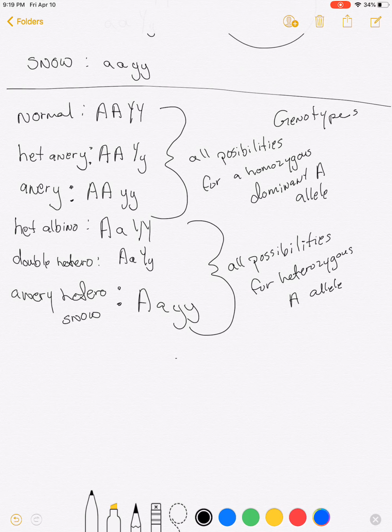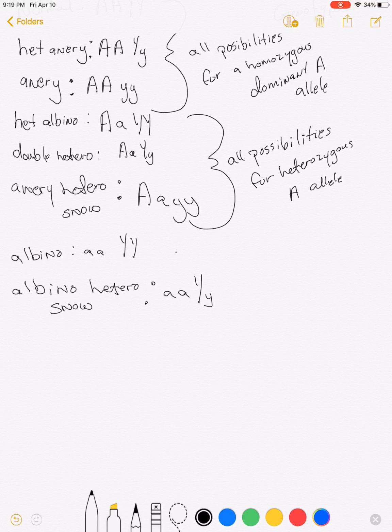And so finally, we're going to get into the homozygous recessives for the A. So those are going to be your plain albino, which is going to be little a, and then we're just going to leave the anery trait out entirely. And then we've got albino hetero snow. So we're getting closer to the snow coloration. So that's going to be albino still. And then we're going to make it heterozygous for the snow.